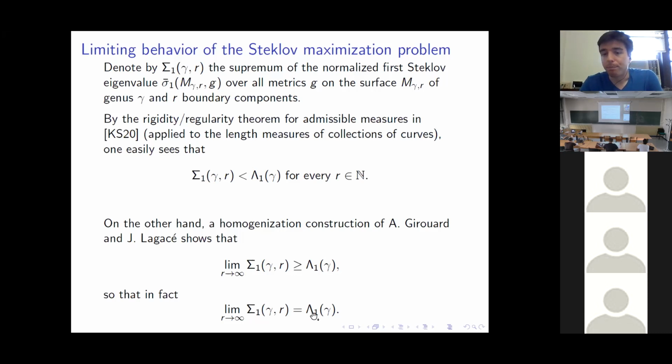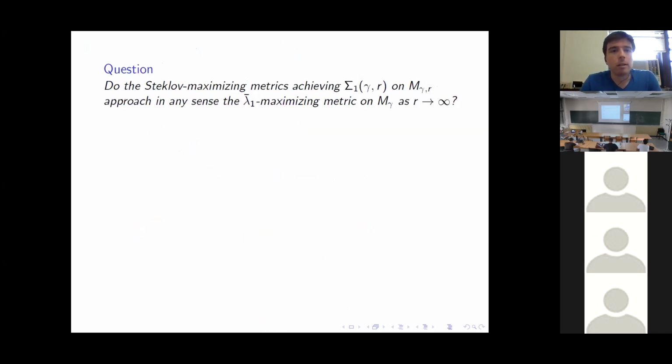Okay. So once these results started coming out, a folklore conjecture quickly grew up, which said that, okay, well, if this is the case, we have this convergence at the level of the numbers of these spectra, then maybe the maximizing metrics should also converge, right? So you can ask if the Steklov maximizing metrics, these free boundary minimal surfaces corresponding to the sigma 1 of gamma, r, in fact limit in any reasonable sense to the lambda 1 maximizing metric on the closed surface of genus gamma, as r goes to infinity.